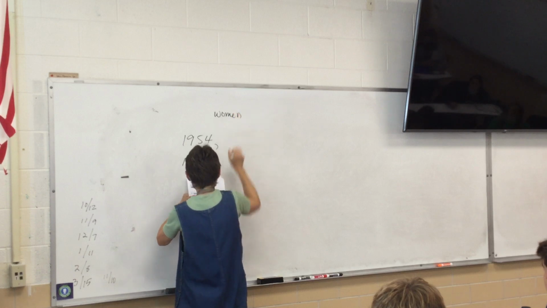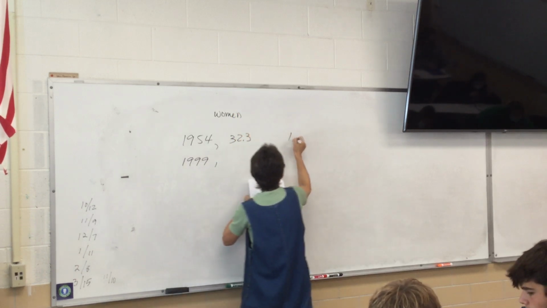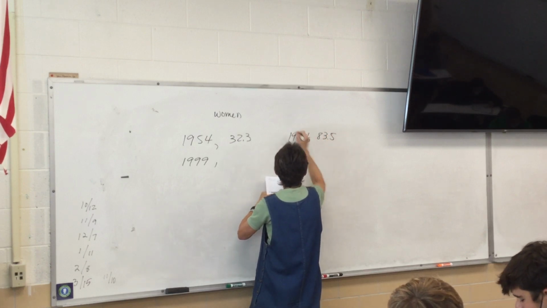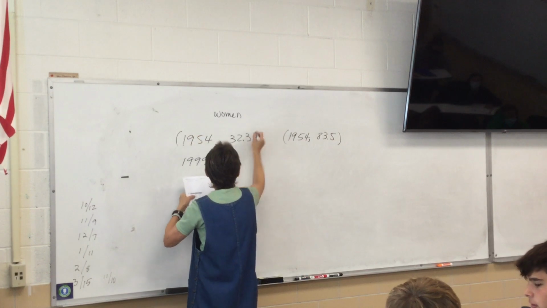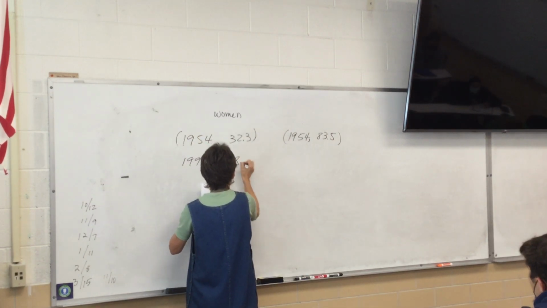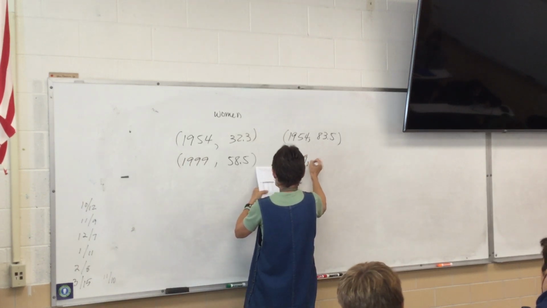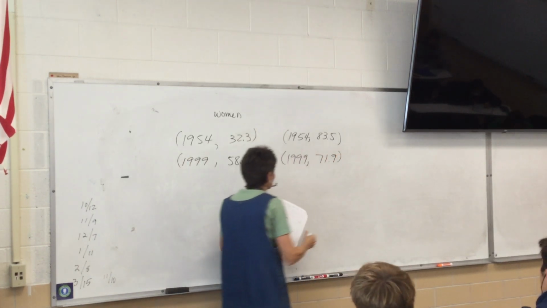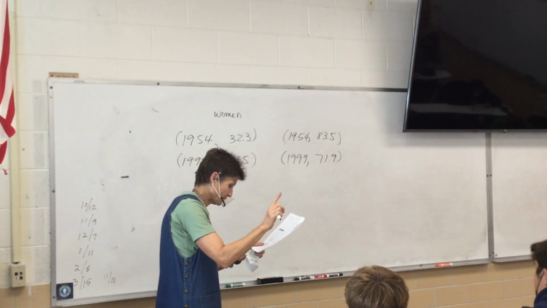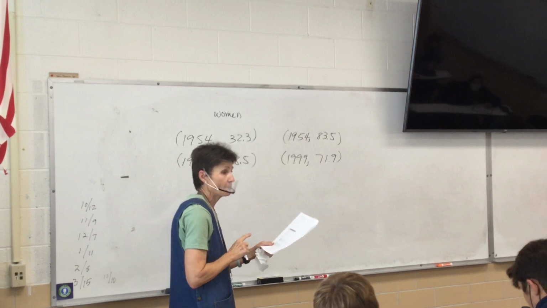So 1954, I have to do women and men. So women would be 32.3 and men would be 83.5. And 1999 is 58.5. I'm specifically using those ordered pairs because that's what they tell me to use.